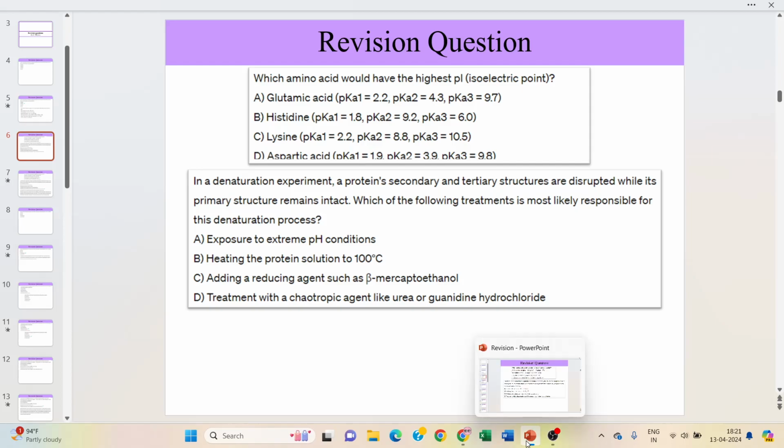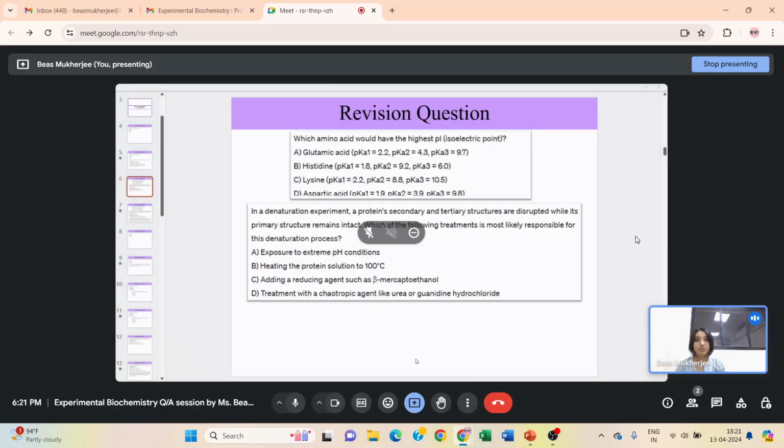For the next question, you have two questions here. One question is, which amino acid would have the highest isoelectric point? The options are glutamic acid, histidine, lysine and aspartic acid. So which one is going to have your highest pI? For pI, if you remember, you need to find the pI using the formula pKa1 plus pKa2 divided by 2. You should concentrate on the two pKa's that are just next to the pI, the isoelectric point at which the net charge is going to be 0.